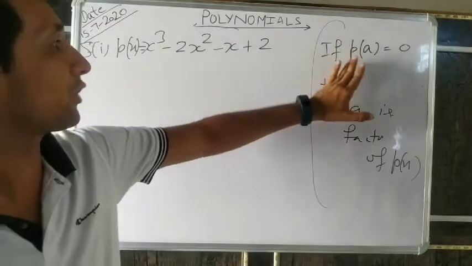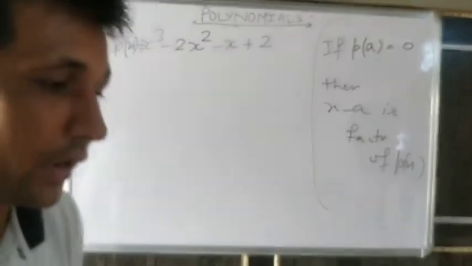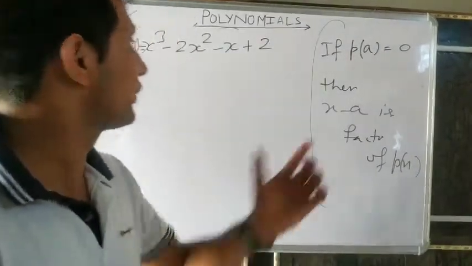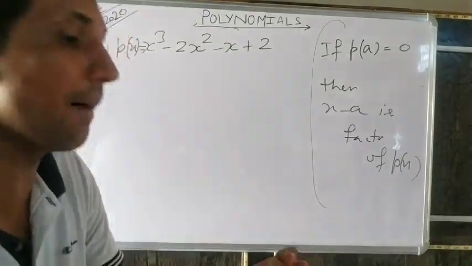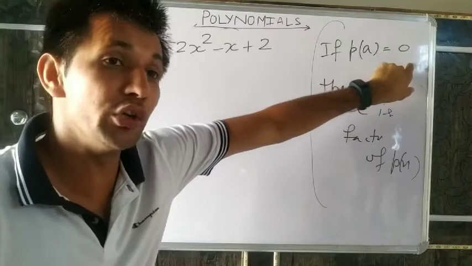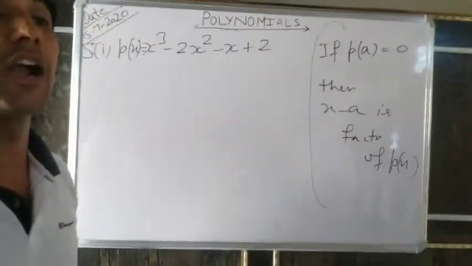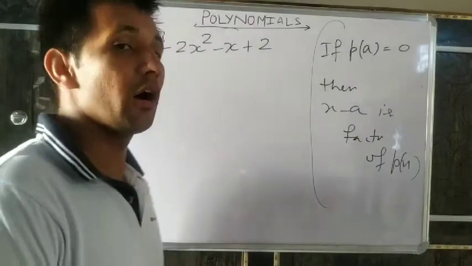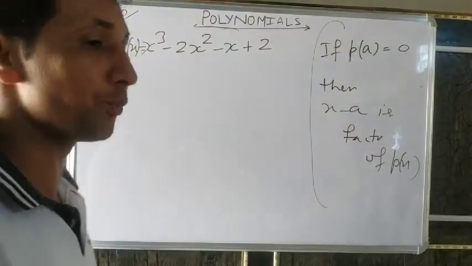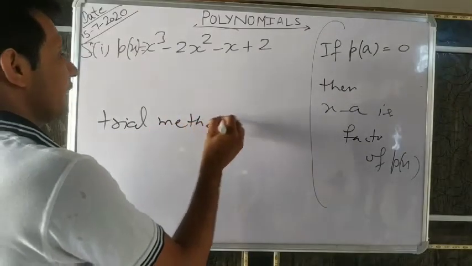And we know it's the factor theorem. If P(a) equals 0 and a is any real number, then here in place of x we will put the value of some real number and if it becomes 0, then x minus a is a factor of this polynomial. And what number will we put? It is very crucial, very important. How do we put it? We will do it by the trial method. What is the trial method? Listen first.